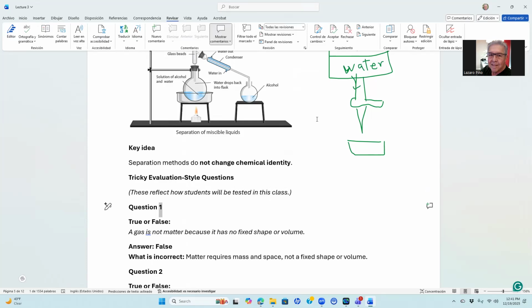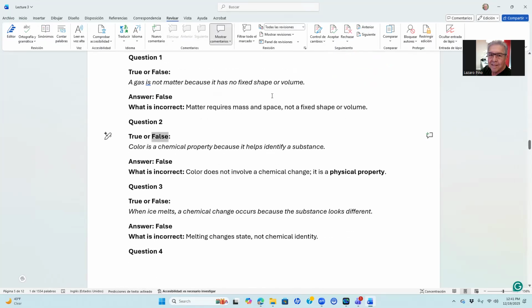Question 1. True or false, a gas is not matter because it has no fixed shape or volume. Answer, false. What is incorrect? Matter requires mass and space, not a fixed shape or volume. Question 2. True or false, color is a chemical property because it helps identify a substance. Answer, false. What is incorrect? Color does not involve a chemical change, it is a physical property.